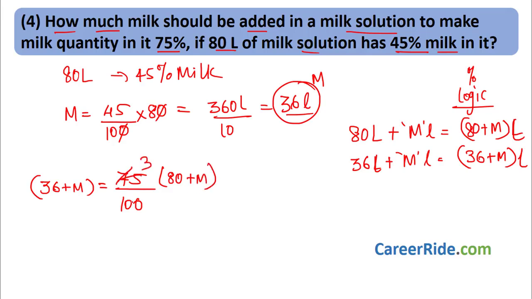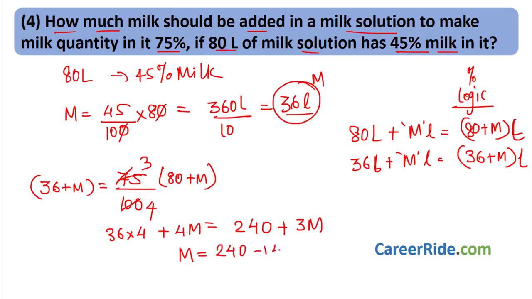25 3s are, okay, 25 4s are, what we will have? 36 into 4 plus 4m would be equal to 240 plus 3m. So we will have m equal to 240 minus 144. 10 minus 4 is 6. 96 liters. So 96 liters should be added so that the quantity of milk becomes 75%.